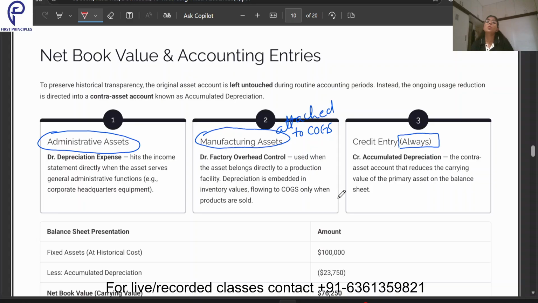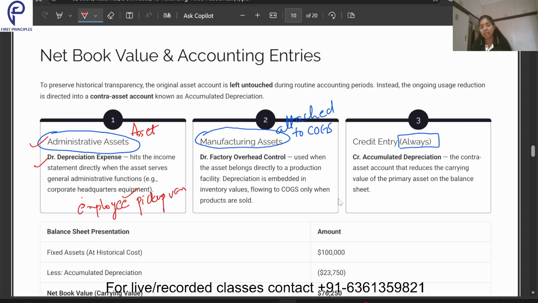Now net book value and accounting entries. What are the net book value and the accounting entries? First of all, we charge depreciation on any asset which is there for administrative purpose. For example, a delivery van or an employee pickup and drop van, which is there for admin purpose. In that case, the depreciation will be debited in the depreciation expense account.